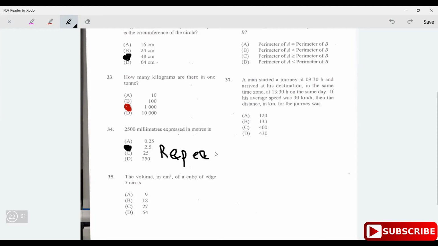Nice. Question 35. It says the volume in cm cube of a cube of edge 3 centimeters is, to find the volume. Now volume is equal to the length cubed. So it's 3 cubed, and 3 cubed is 27, which is option C. Nice and easy.